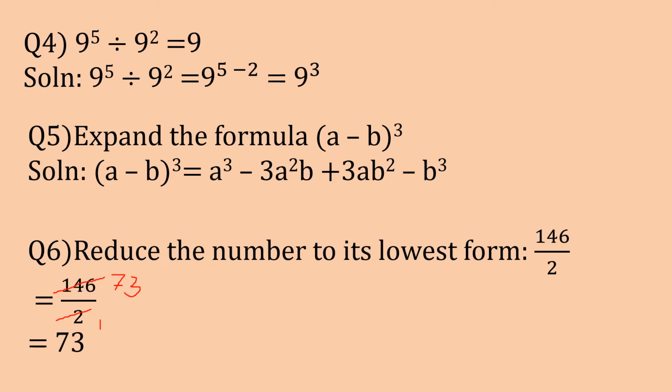So you have to reduce it. Here already the denominator was in simple form, 2, and directly we could divide it by 2. 2 ones are 2, 2 sevens are 14 and 2 threes are 6. So 73 is the answer. You can write 73 upon 1 or 73. Both answers are right. Okay. Moving to our question number 7.